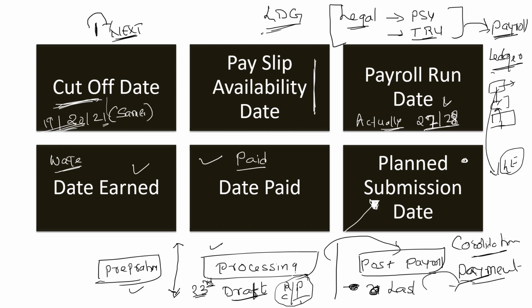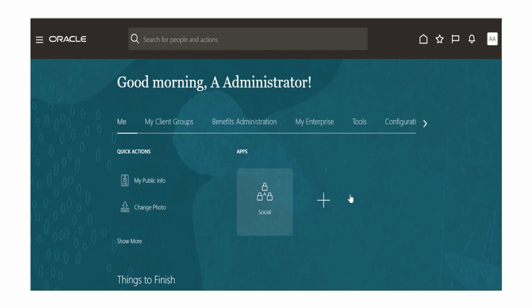So now whatever we have understood and learned in this particular chapter, let's do it directly in the application. I will show you how we can define the payroll. So let me log into the application. I log into the application with my username and password, and this is my home page.